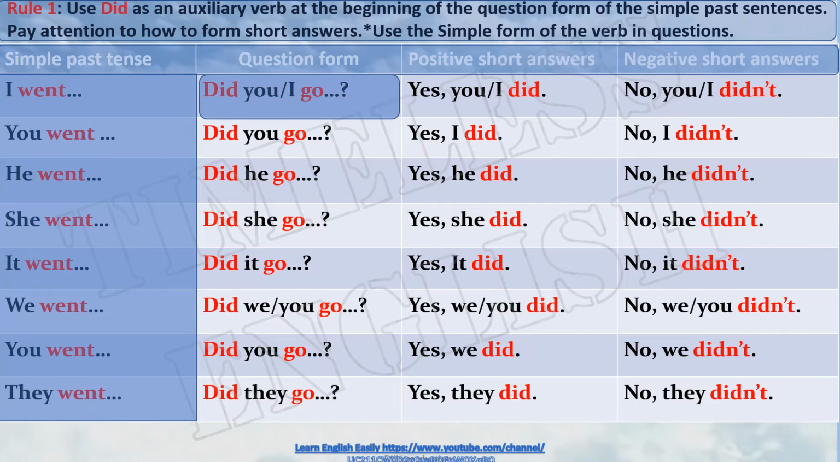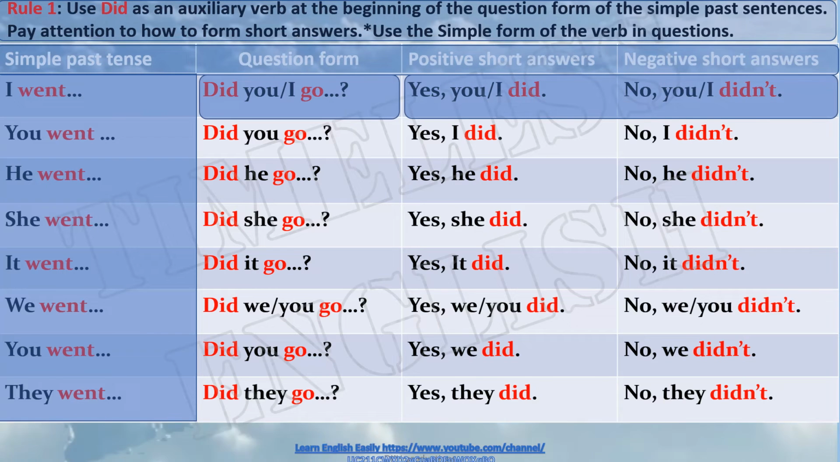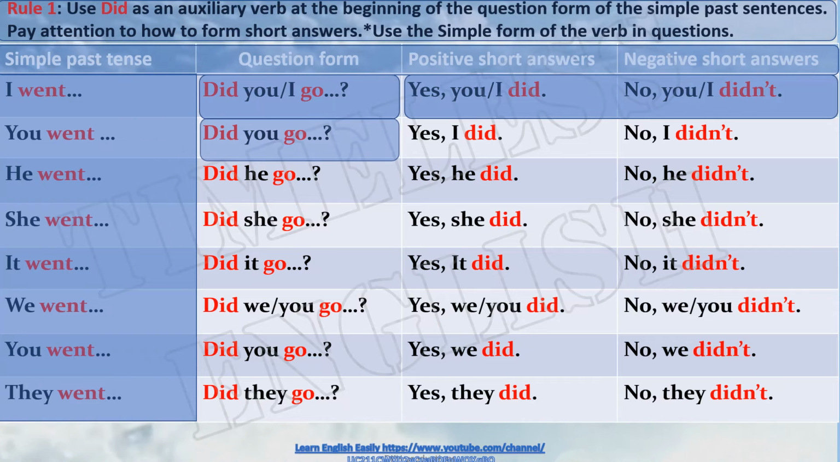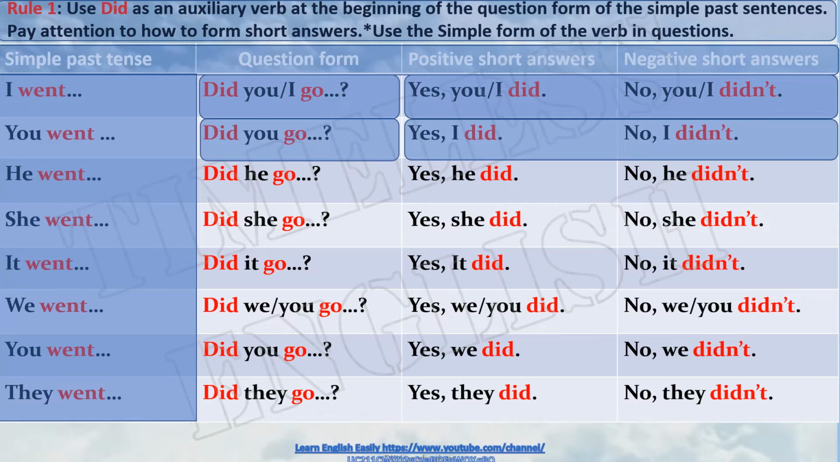Question forms and answers. Did you go? Did I go? Yes, you did. Yes, I did. No, you didn't. No, I didn't. Did you go? Yes, I did. No, I didn't.